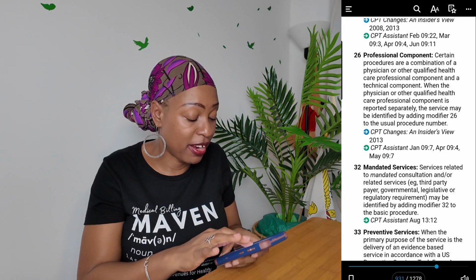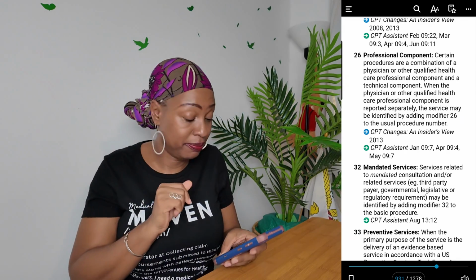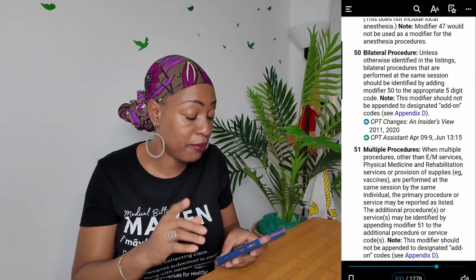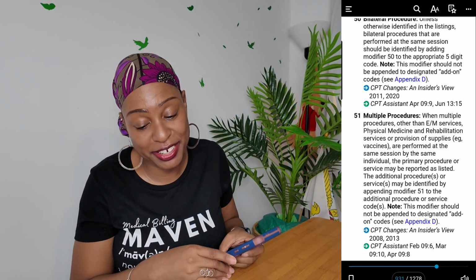Then we're going to go to modifier 51. And modifier 51 is a multiple procedures modifier.